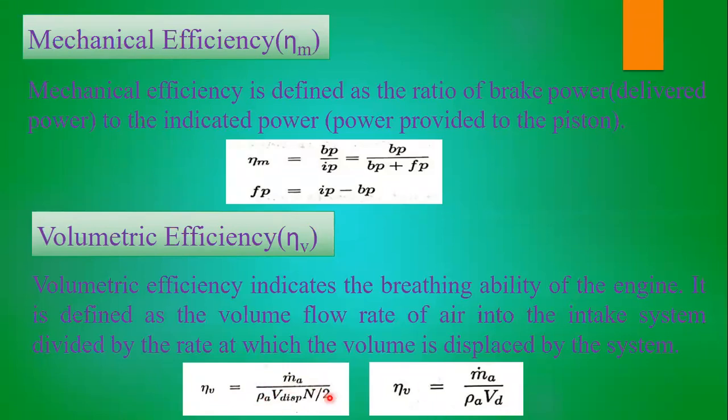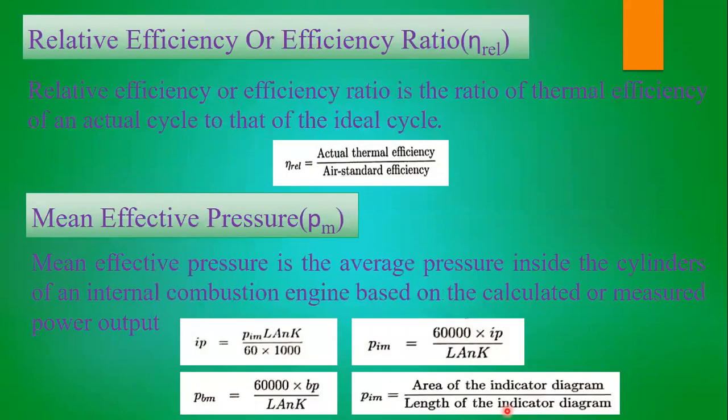Otherwise, if we take the rotational speed or speed of the engine, this is the formula we have. We have to take the speed of the engine aside, then we can have the same. VD means nothing but displacement volume. Okay. Next, coming to relative efficiency or efficiency ratio. We have thermal efficiency. Relative efficiency is nothing but the ratio of thermal efficiency of an actual cycle to that of the ideal cycle.